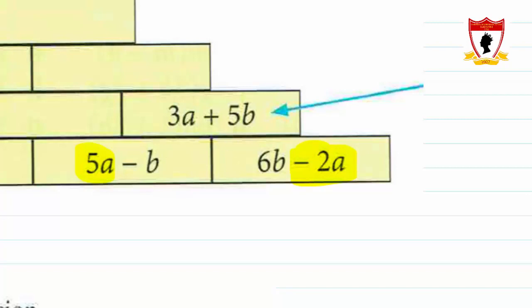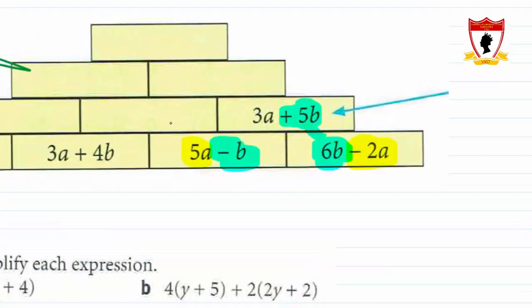And for the b's, here is a negative b and here is 6b. Again, one is negative and one is positive, so we subtract them. 6 minus 1 is 5. The 6 is the greater one and the 6 is positive. That's why the result is positive.